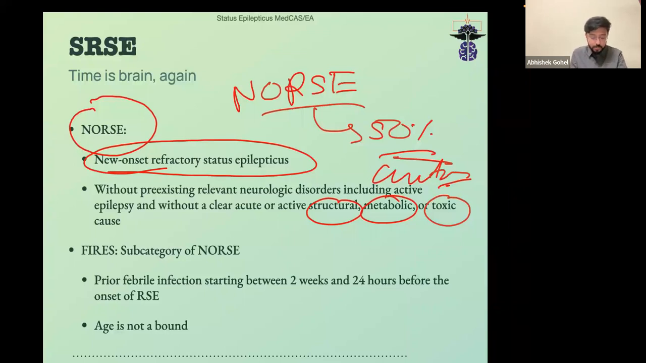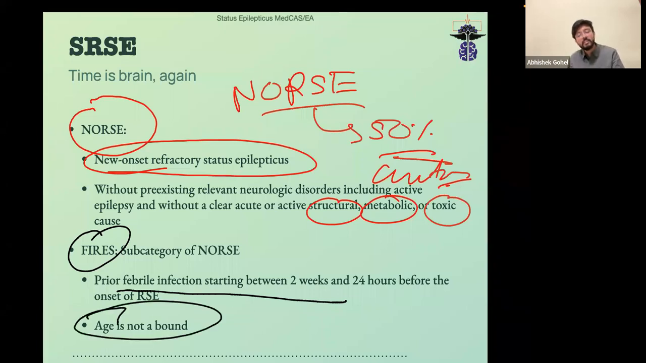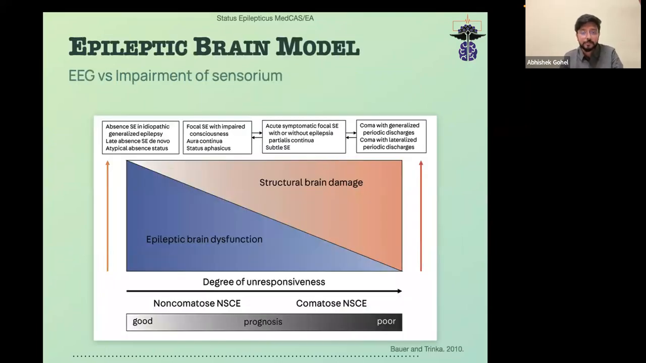And there is a subcomponent of NORSE. This is more important for you for MCQ purposes. It is known as FIRES. It is a subcategory of NORSE. And there is a febrile illness between 2 weeks and 24 hours before the onset. And age is not a bound over here. So typically when we say that it is a febrile infection following which status started, we typically assume that it will be about children. No, age is not a bound over here. This can come as an MCQ.